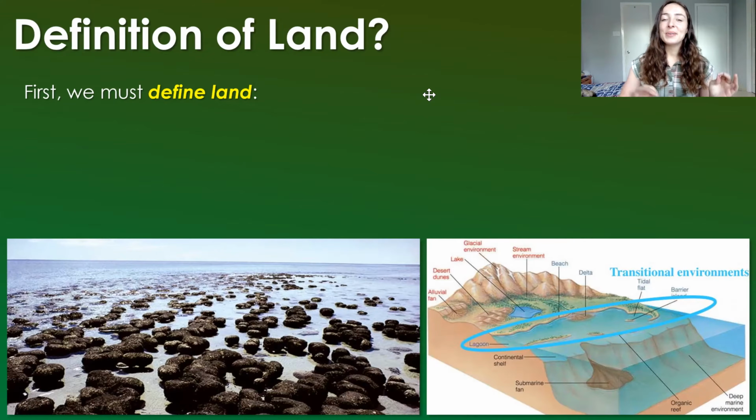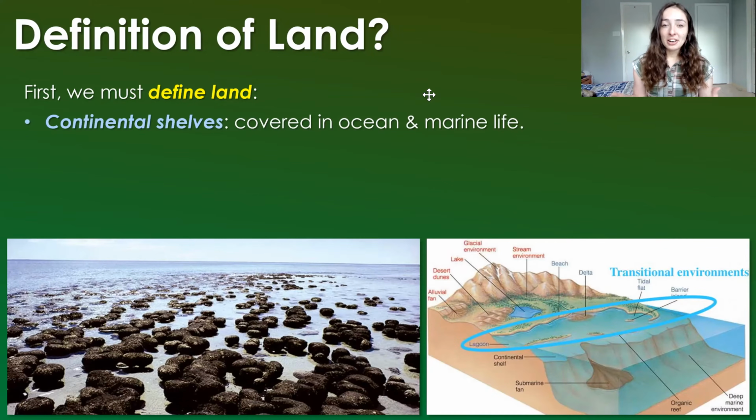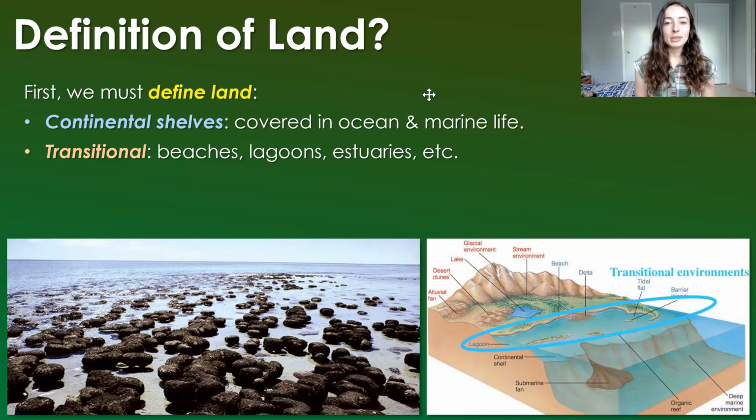But before we talk about when life moved to land, we kind of have to define land because continental shelves are continental crust, but they're covered in ocean and also covered in marine life. It is still technically marine, even though it's not oceanic crust, it is continental crust. But there are also transitional environments that can be thought of as kind of neither marine nor terrestrial, and they're, well, transitional. And they're beaches, lagoons, estuaries, deltas, and just things like that.